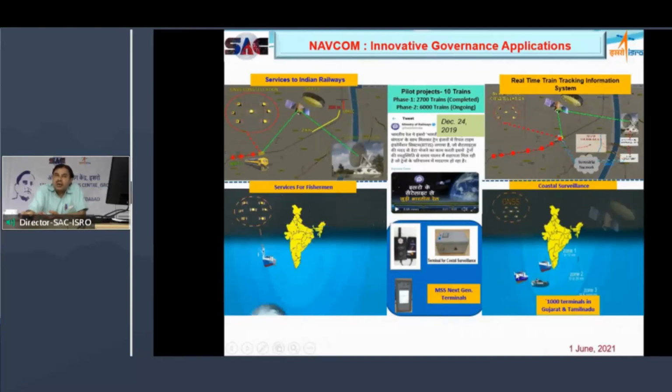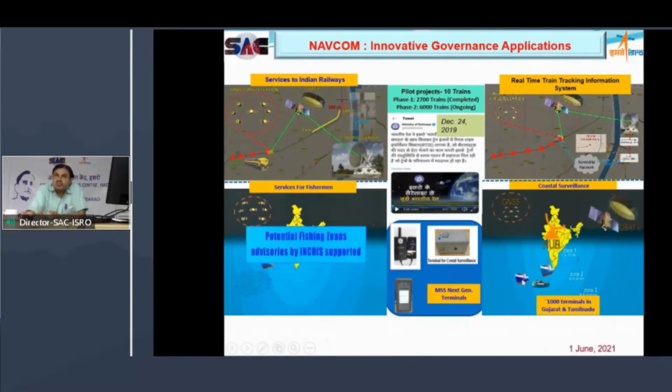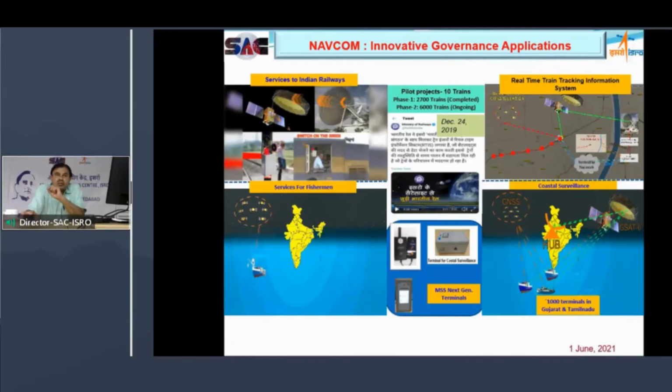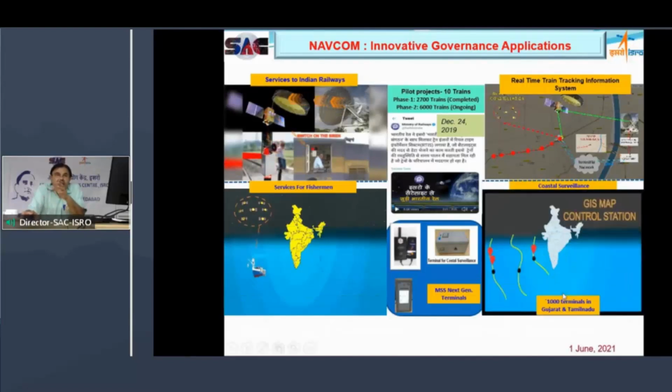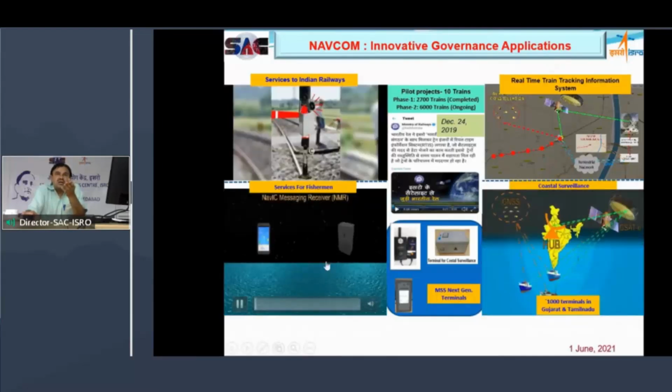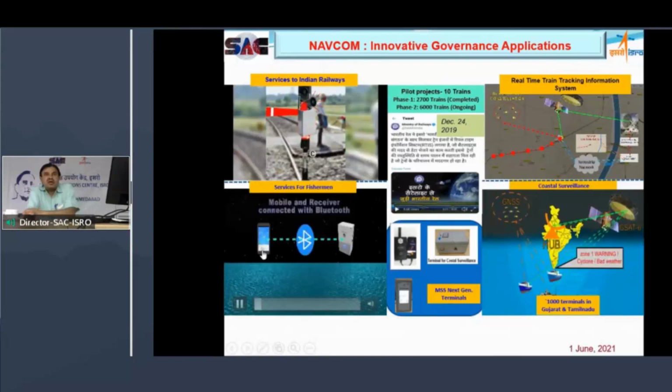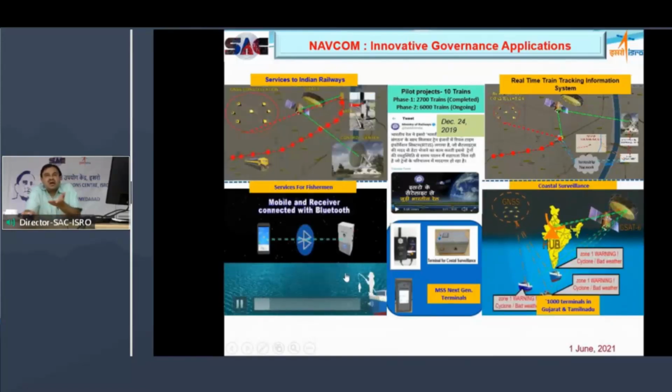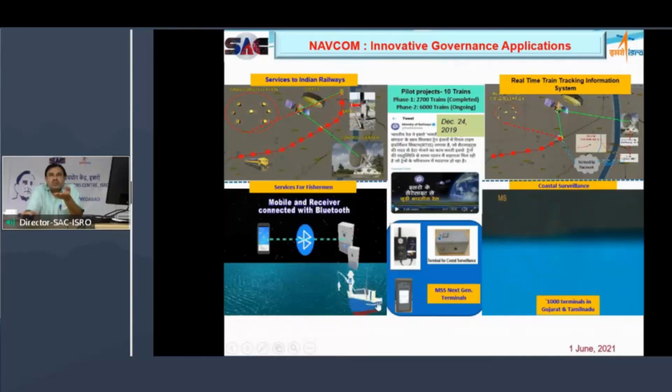So any unknown ship that comes will not be equipped with this terminal, and you will immediately come to know that some unidentified boat is moving around somewhere in our sea. That will be caught, and our Coast Guard and the Navy will take care of that particular boat. So this is the advantage of it. Then we have our fishermen going into the deep sea for fishing. We will give them a NavIC receiver, and they will carry a mobile phone, but that mobile phone generally is useless. It will work only in the coastal part.